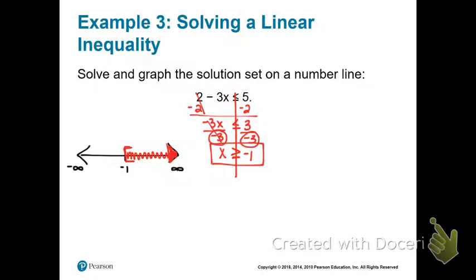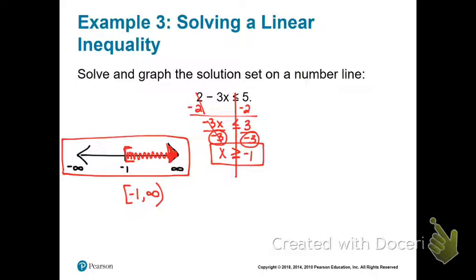Now, they also didn't tell us how they wanted us to write our solution. It could have just been an inequality, like x is greater than or equal to -1, or they could have wanted it in interval notation. They want it in interval notation. We can see it goes from -1 to infinity. -1 has a bracket, and remember, infinities always have parentheses.